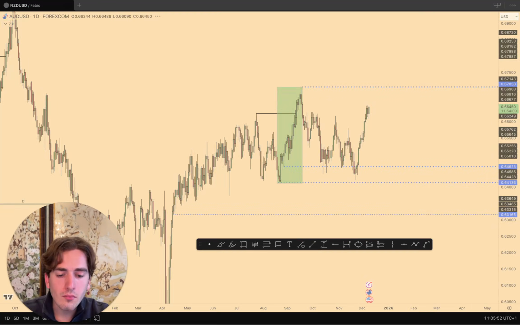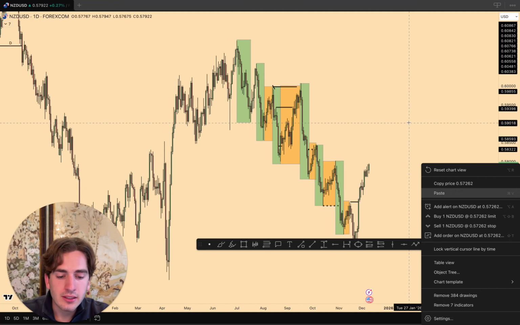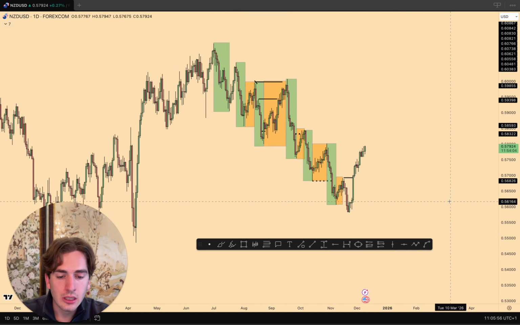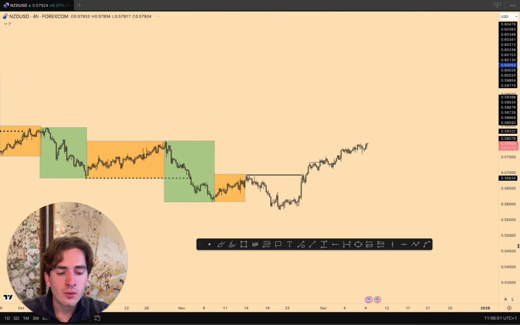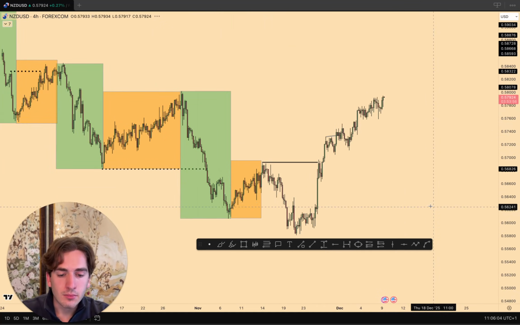NZDUSD is the same story. This thing is also very, very bullish. Talked about this inside Discord. A massive update on that quite some time ago. Looking for more longs and looking for more upside.